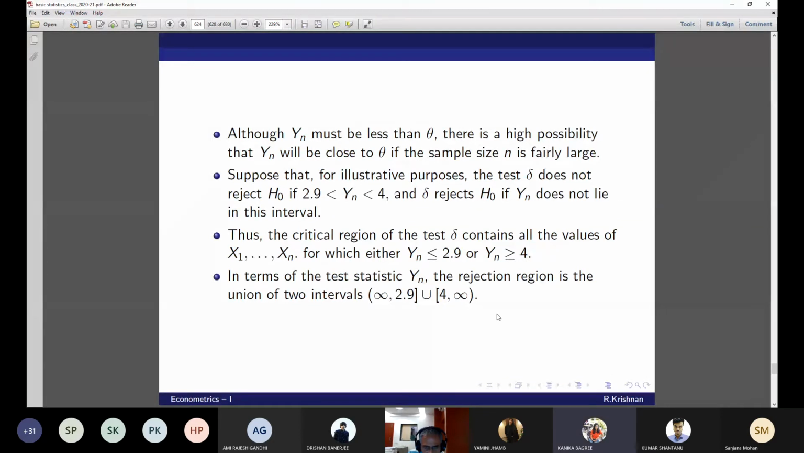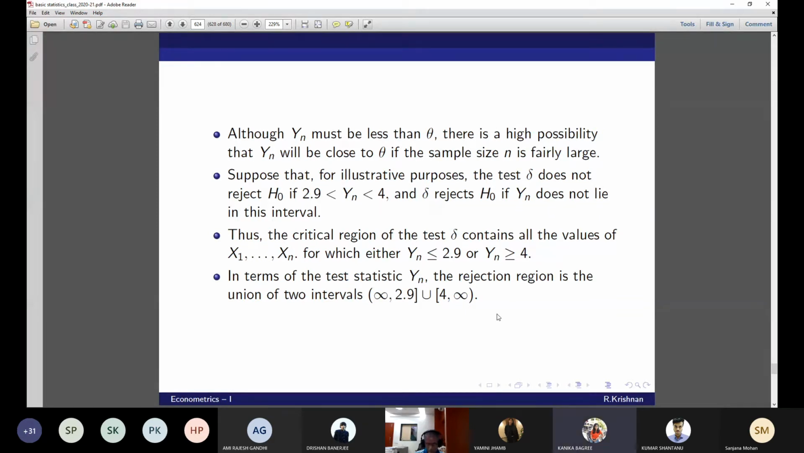Sir, I still couldn't get that. Why will yn be less than theta, sir? I'm so sorry, but I couldn't understand that. Why are we just taking yn to be close to 3, like the 2.9 to 4 part? As n is fairly large, why is yn always less than theta? So you are saying it could be even slightly greater than theta also?